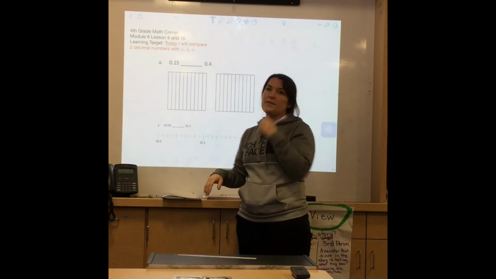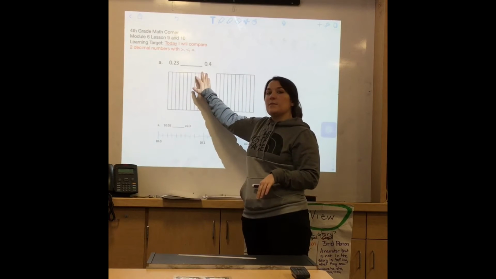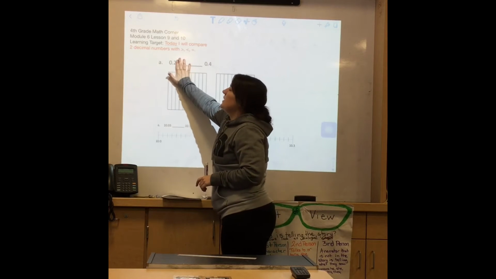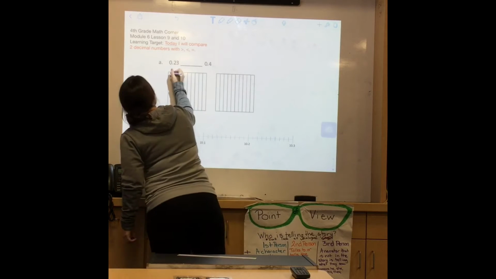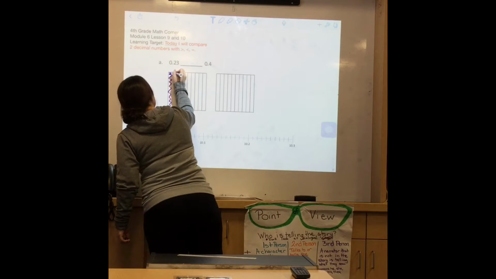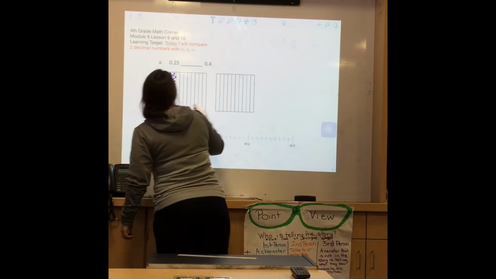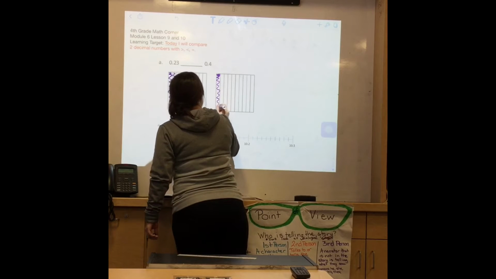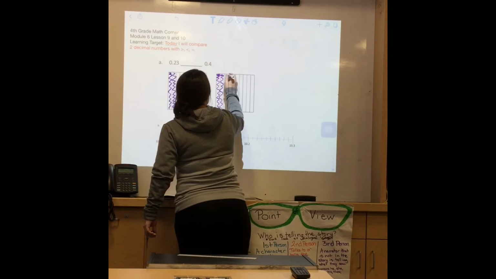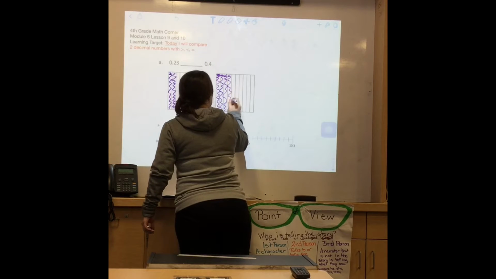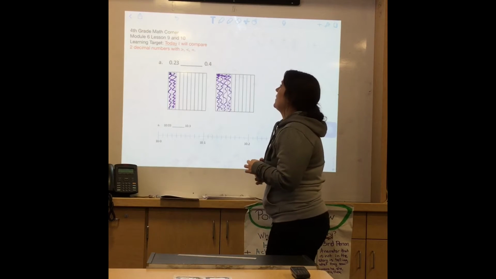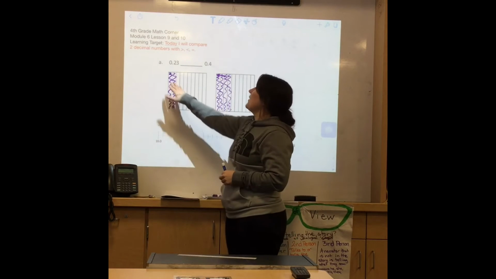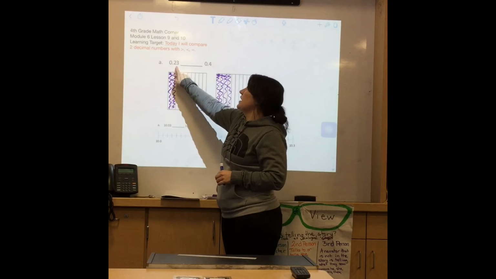So our first problem here is the area model. We're going to compare these numbers using an area model. You'll notice that the first one in the tens place has 2 shaded, and the second one in the tens place has 4 shaded. What's going to be very important for the first number is that we have to break this into the hundreds, because this is in the hundreds place.